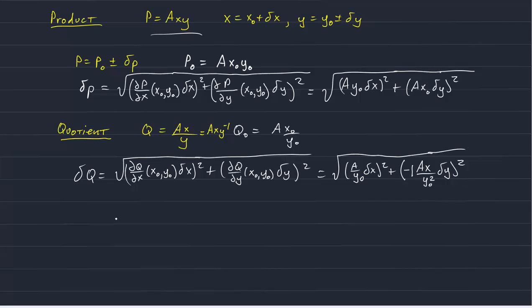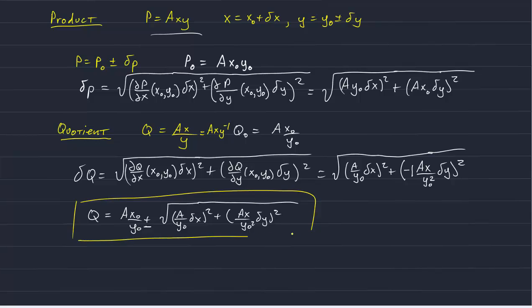Okay, and so I guess we would write Q is equal to the most probable value, AX naught divided by Y naught, plus and minus the uncertainty, I should say, of, let's see, that's A over Y naught delta X squared plus AX over Y naught squared delta Y squared. And I took out the minus because when we square it, we get a positive value.